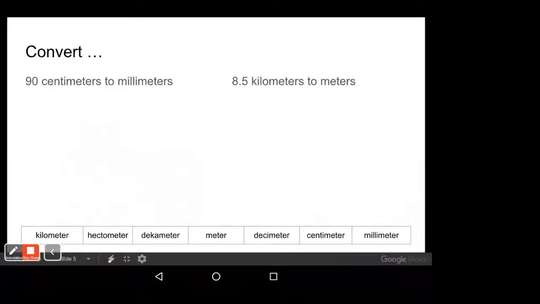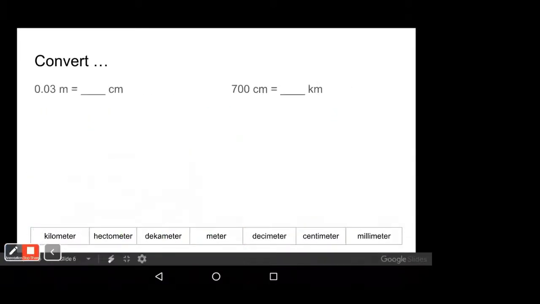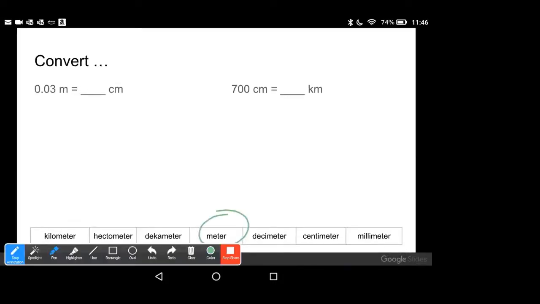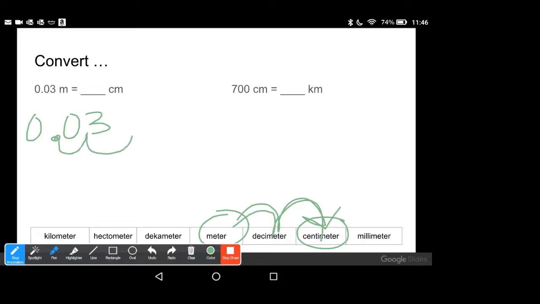Okay, let's look and see what we got going on here. Okay, and I did the same things I did on Monday. I used the abbreviations because this is how it looks on your worksheet. So I want you to get used to that. And so I'm going 0.03 meters to centimeters. And so I'm at meters and I'm going to go to centimeters. So I've got to go 2 boxes. So I have 0.03. Now I moved 2 boxes to the right. So I'm going to have to move my decimal place, which is right here, to the right.